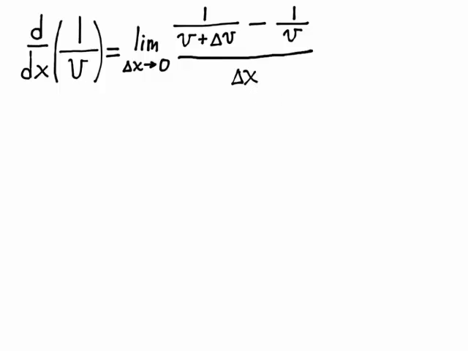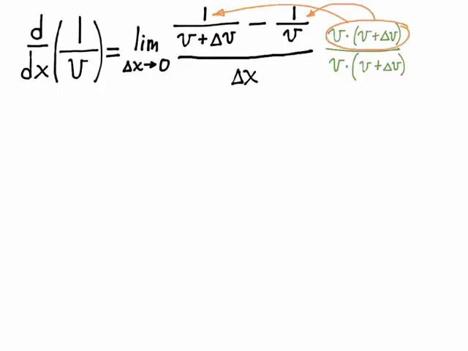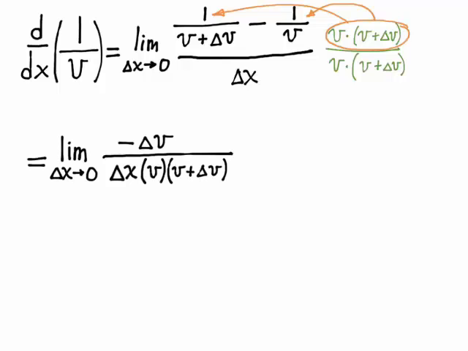by delta x. In order to evaluate this limit, I'm going to clear the fractions in the numerator by multiplying the top and bottom by v times v plus delta v. And when I distribute those two factors over the two terms in the numerator, the denominators will cancel, and this term will simplify to v, and this term will simplify to v plus delta v, and when I subtract, I'm left with negative delta v, and it becomes the limit as delta x approaches 0 of negative delta v over delta x times this leftover v times v plus delta v on the bottom.